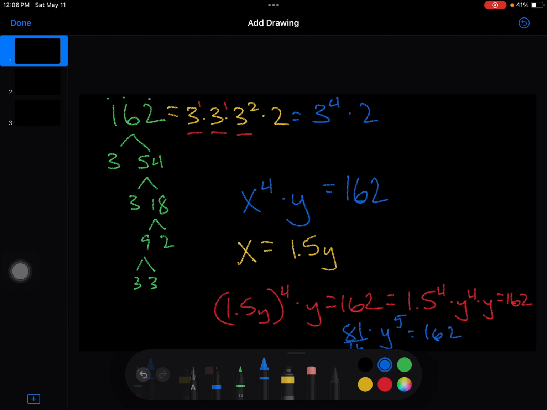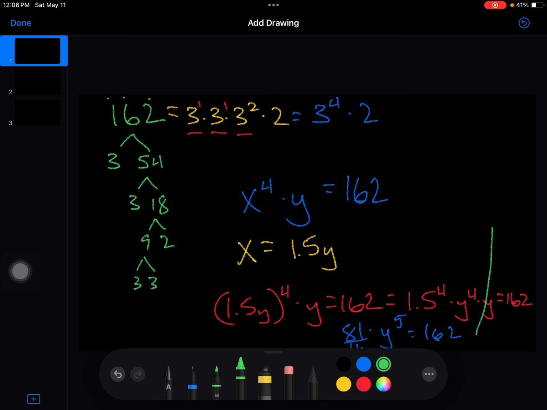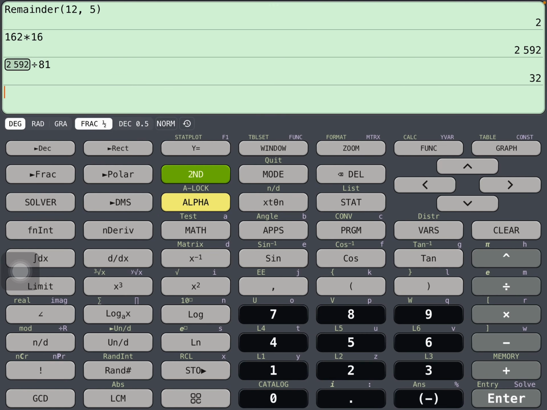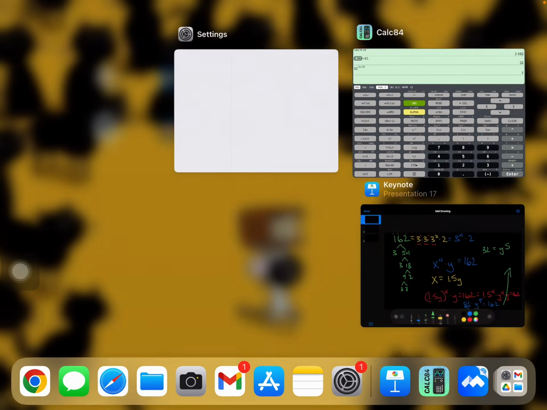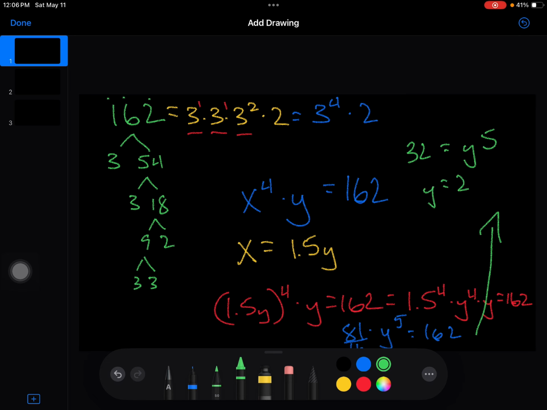So let's move up here. 32 is equal to y to the 5th. And then we can kind of go through it from there. But we already know that it's equal to 2. On the big calculator here, let's do 32. We're going to raise that to the 1/5. And that should do it for us, 2. Okay, so if y equals 2, and then x is equal to 1.5 times 2, or 3.